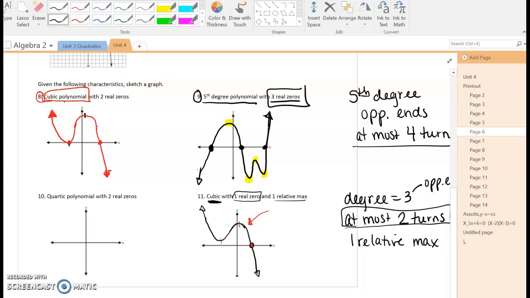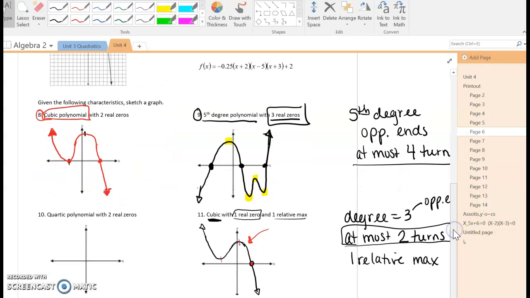All right, that's it for today. I hope you have fun working through these polynomial graphs and making these sketches, and just kind of exploring polynomial functions a little bit more.